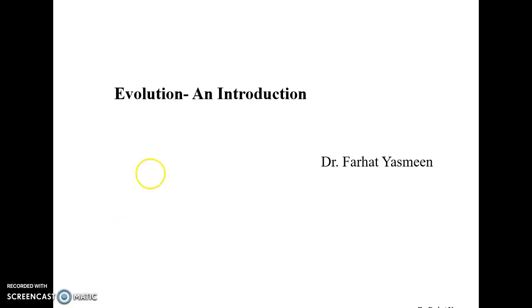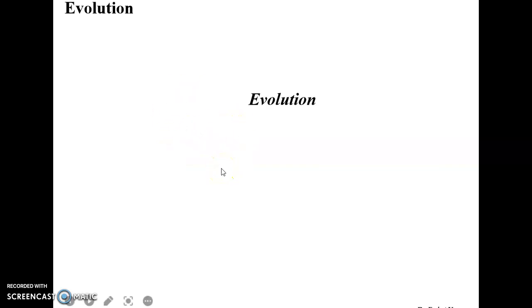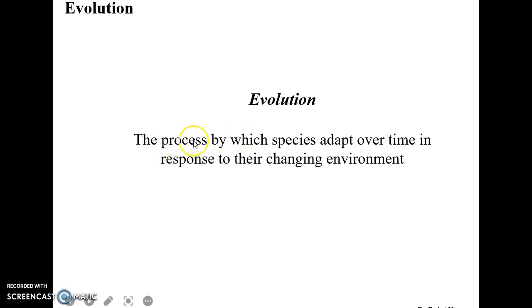Dear students, in today's lecture we will have a brief introduction to the process of evolution, what evolution actually is. Evolution is basically the process by which species adapt over time in response to their changing environment. If there is any change in the environment, positive or negative, the species in that particular environment have the ability to adapt over time to the changing environment, and this is known as evolution.